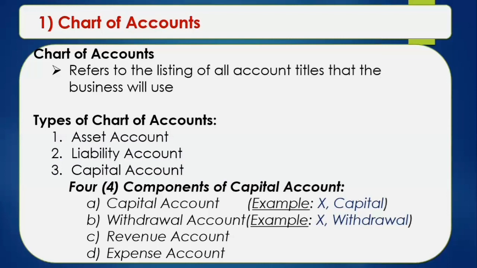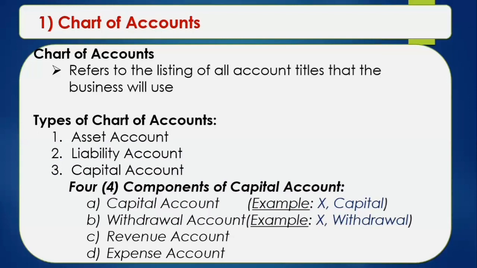When we say capital account, this refers to the investment of the owner. Again, it refers to the investment of the company's owner. When we say withdrawal account, this is the temporary withdrawal account of the owner, normally used in single proprietorship and partnership businesses. On the other hand, revenue account is the account for the income of the company. And finally, we have expense account, and obviously, this is the account for the expenses of the company.